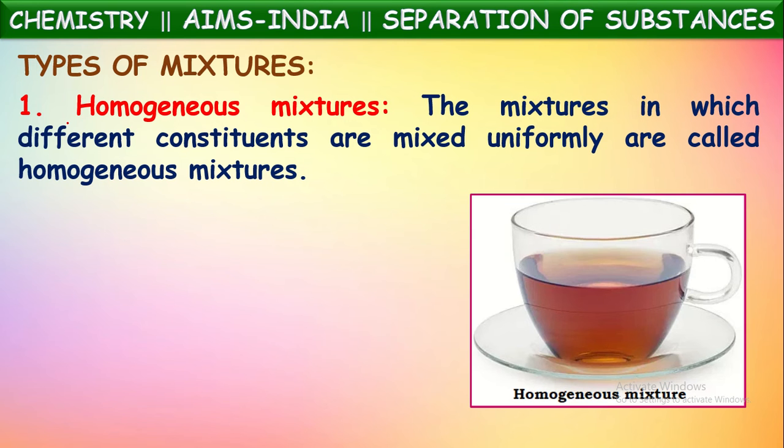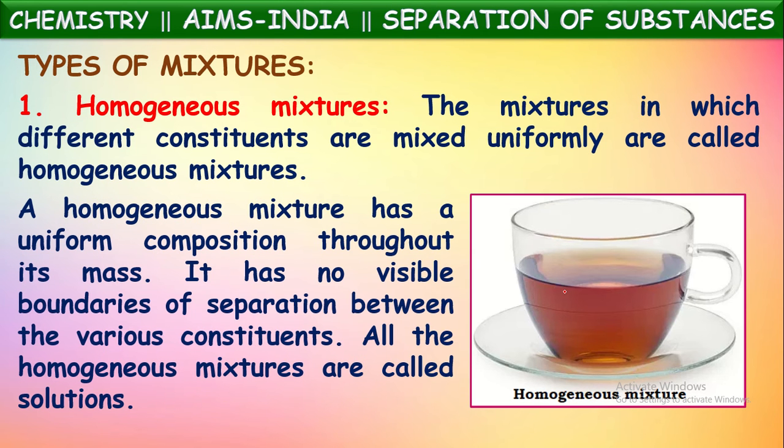For example, if you see here, green tea or lemon tea is shown. It contains more than one kind of substance, isn't it? It contains water, some decoction, some lemon juice, even some green tea decoction, and some sugar will often be added. It is a mixture of all these, but it seems like one component, like a brown liquid. So mixtures having uniformity of the components, in which different constituents are mixed uniformly, are called homogeneous mixtures.